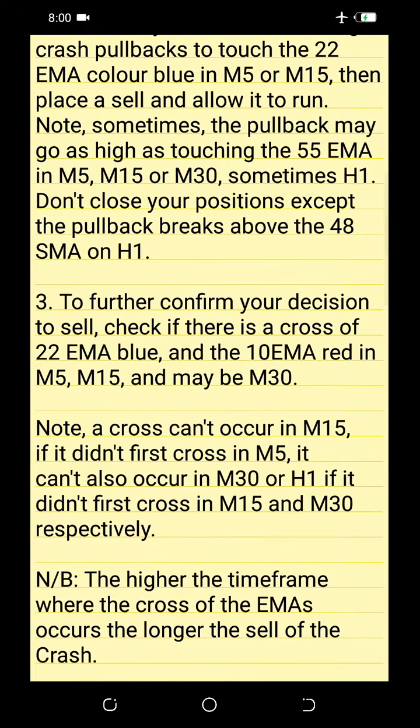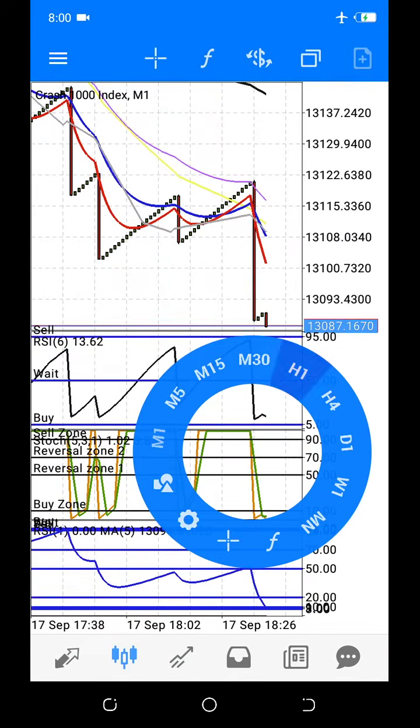Sometimes even H1, by this time you have a good drawdown, but don't bother, provided you have a good equity and you did not over leverage. That is to say, you did not use an extreme lot size. Don't close your positions except the pullback breaks above the 48 SMA on H1. Now let me go to H1.